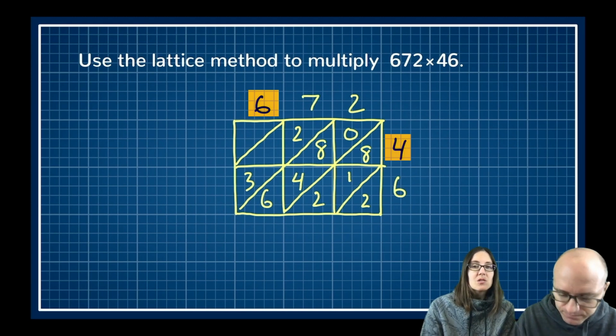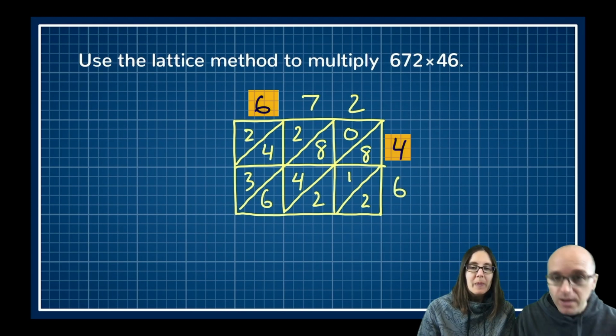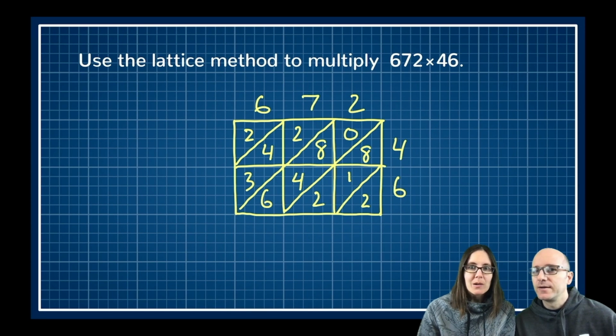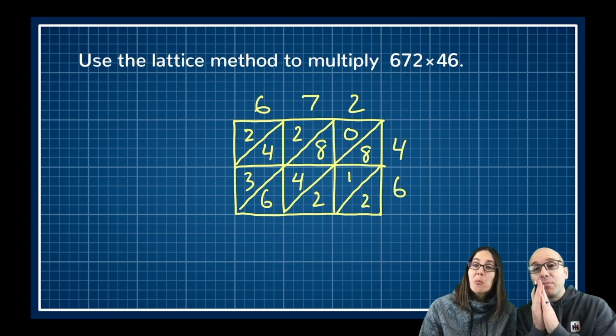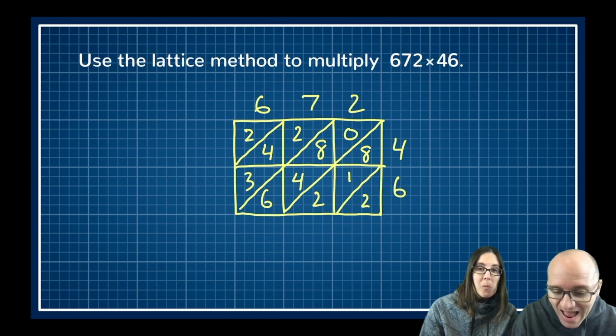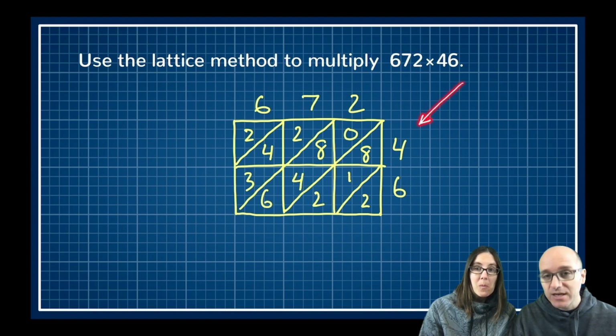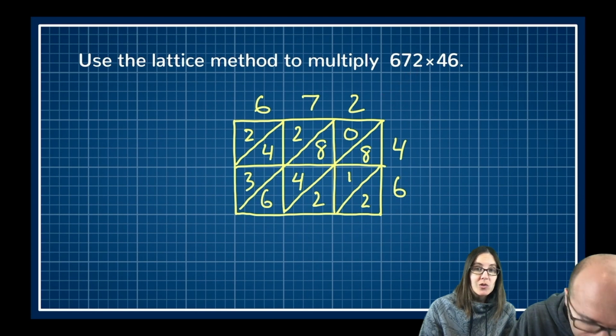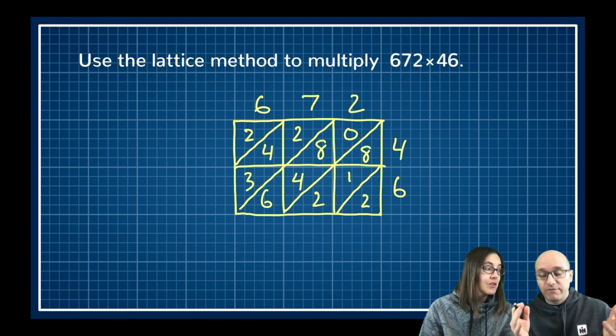And 6 times 4 is 24. I gotta admit, I'm a little confused about why we're doing this. Seemed a little weird. Okay, now we are going to add down each diagonal in this direction. And that's going to give us our values.